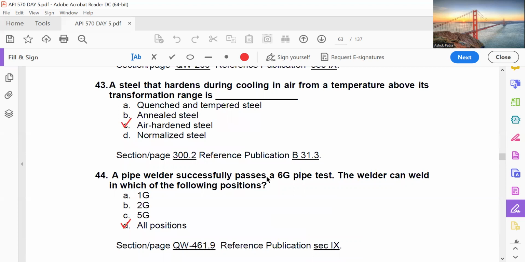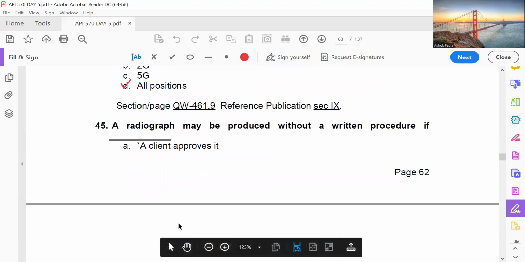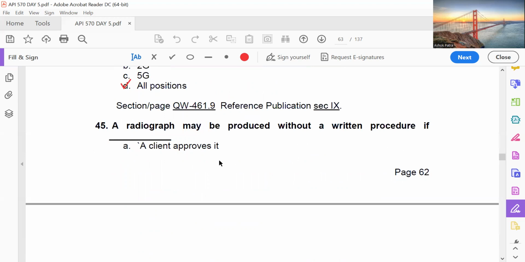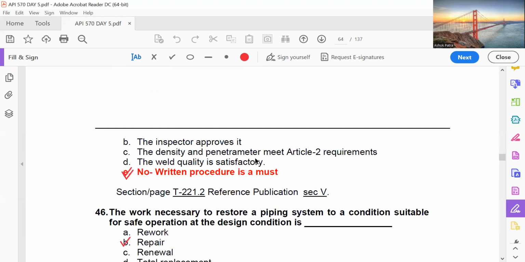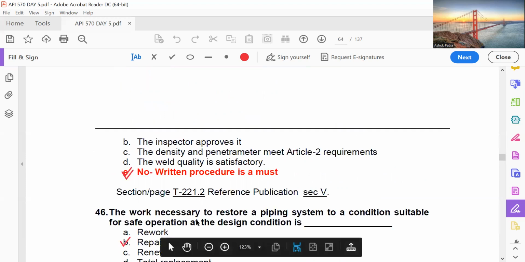A pipe welder successfully passed 6G pipe test. The welder can weld in all positions. A radiograph may be produced without a written procedure? You cannot do it. Without written procedure, you have to have a written procedure. You must.